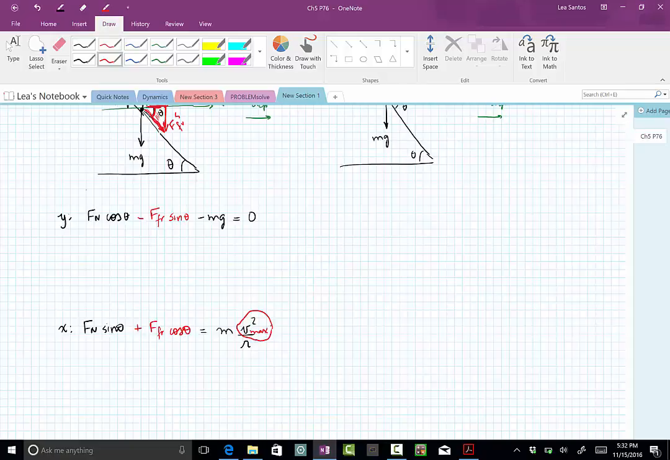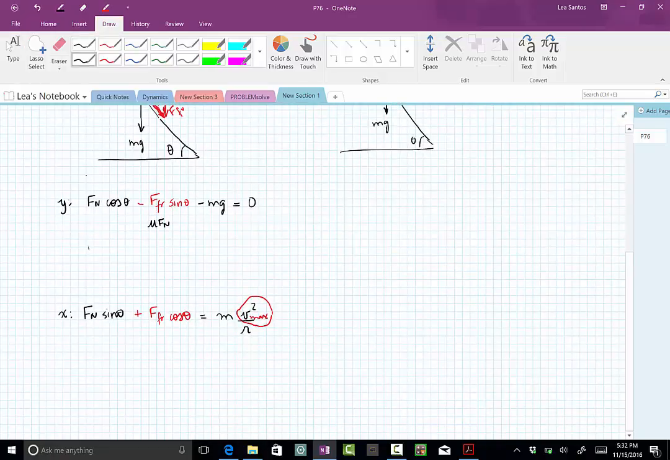But I also see the friction force. Well, not too bad, because I know that the friction force is related to Fn. The friction force is mu Fn. Okay? So if I remember that, I'm going to come to this equation. Instead of friction force, I'll write it as mu Fn. So you see that this equation in the y direction becomes Fn cosine of theta. And then I also have minus mu sine of theta. And this is equal to mg.